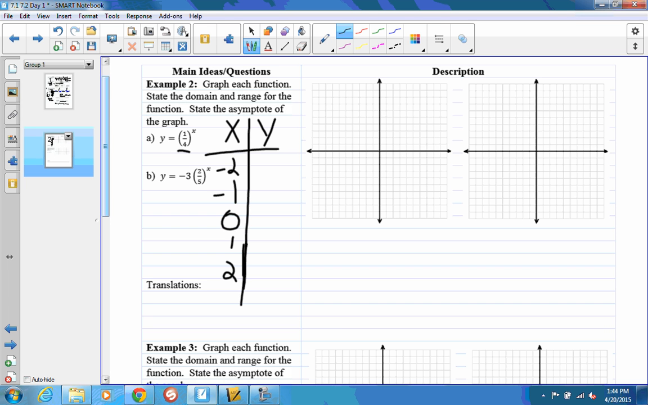What's 1/4 up to the 0? 1. Always 1, right? Anything raised to the 0 power is 1. Alright, 1/4 up to the first power. 1/4, good.